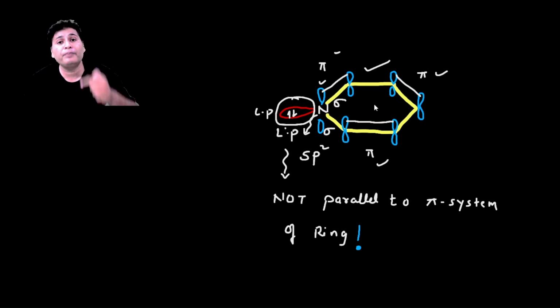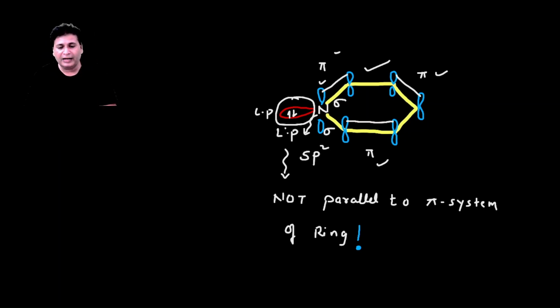Therefore the lone pair is not in conjugation with the pi system, and because of which the lone pair will not get delocalized, and therefore it will remain on the nitrogen, and therefore the availability of electrons will be higher. So that is an important point to see.